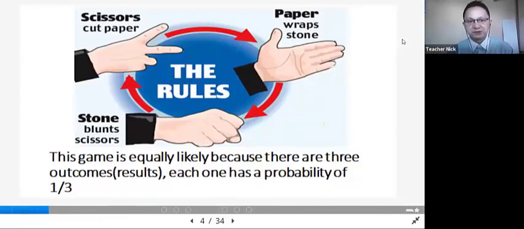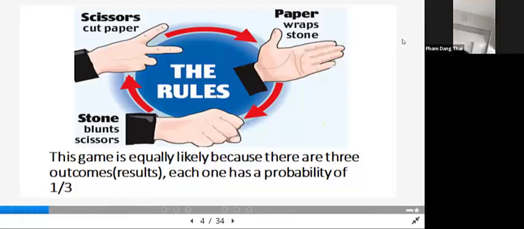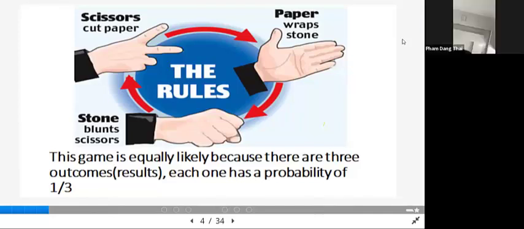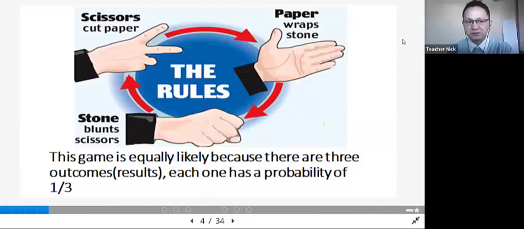If we are going to play this game, the scissors cut the paper, so scissors beat the paper, and the paper wraps the stone. So the paper is the winner, and then the stone blunts the scissors. So really, this is a fair game. And it says here that this game is equally likely. What do we mean by equally likely?